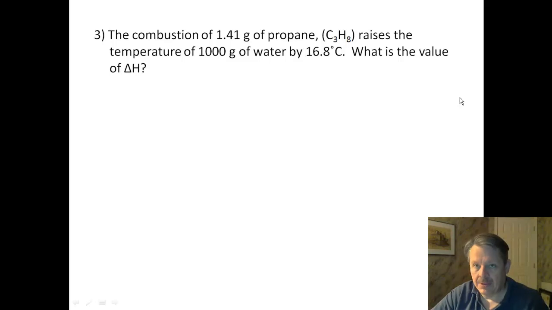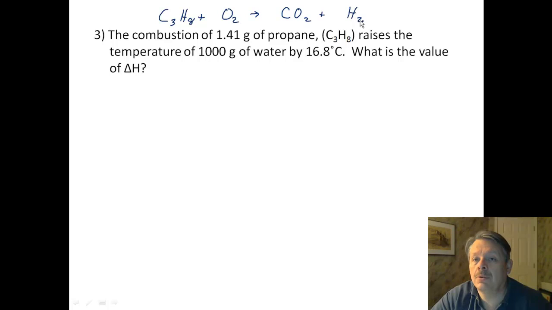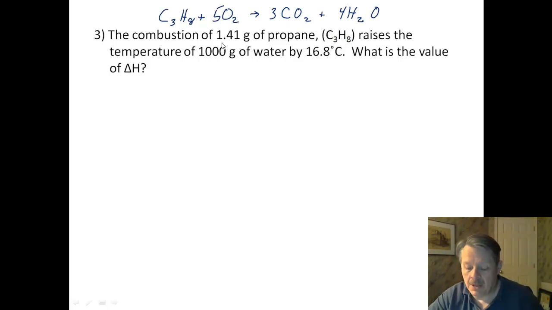All right, the combustion of 1.41 grams of propane. Okay, propane, let's do that up here. Propane is C3H8. And to combust it, I need oxygen. And I'm producing carbon dioxide. And I'm producing water. Let's see, this means I have to have 3 carbon dioxides. I have to have 4 waters. That means I've got 2 O2s. That's a 5 O2 that goes there. Okay, so that is my balanced chemical equation.